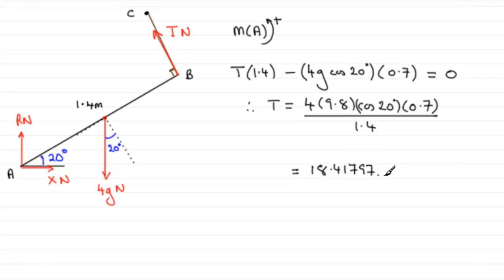And if you pass this through your calculator, you'll find you get 18.41797 and so on. And if we round this, say, to 3 significant figures, that tension is going to be 18.4 newtons to 3 significant figures, 3SF. Okay, so I hope it's given you an idea then how we can get that tension T.